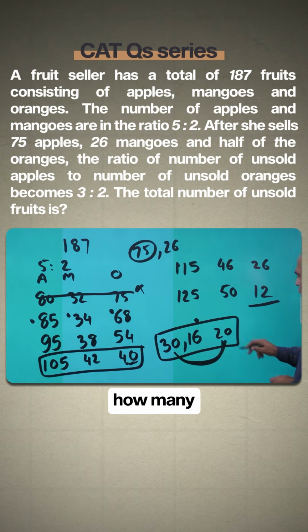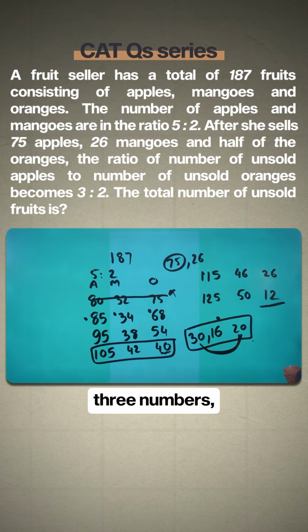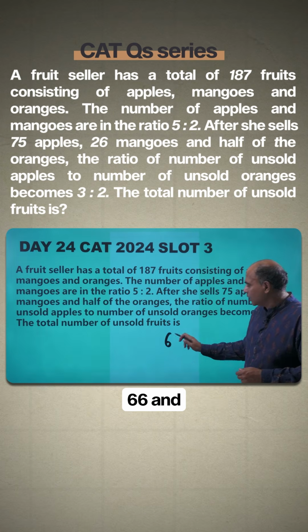And the question is asking how many unsold fruits she has. That's the sum of these three numbers, which is going to be 66. And that's the correct answer.